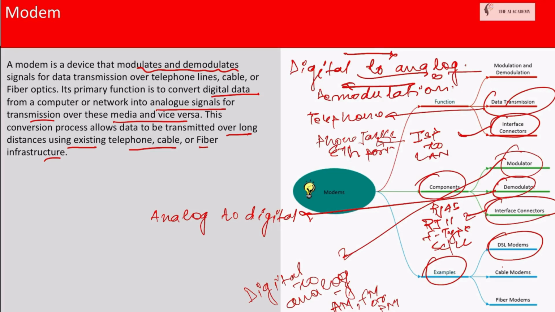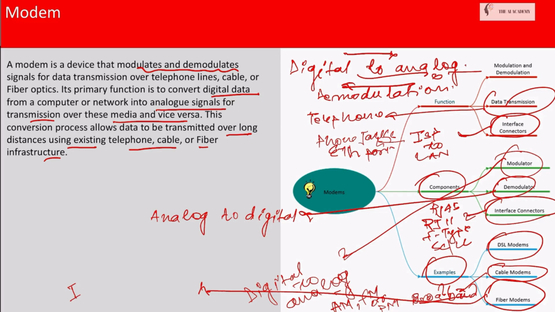Cable modems. Cable modems are used for broadband internet connections provided by cable television companies. They use the same coaxial cables that deliver cable TV service to transmit data. Cable modems are often integrated with a router to provide both wired and wireless connectivity within a home or office network. The fiber modems are used for fiber optic internet connections.